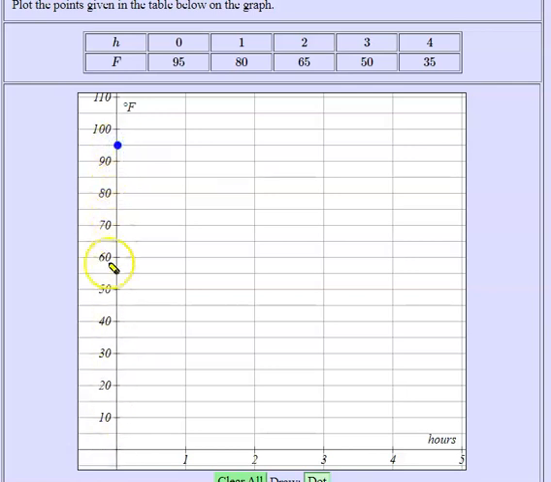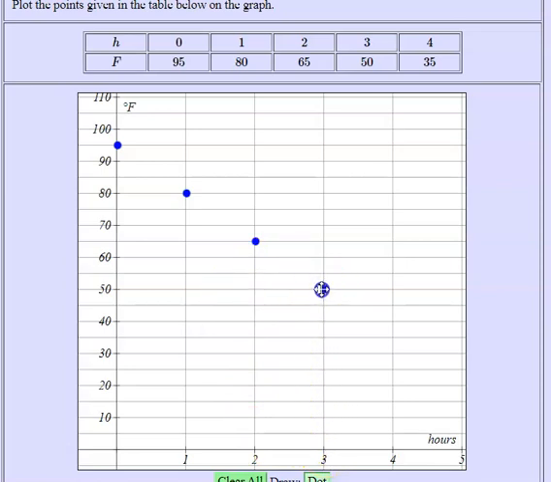Okay, so notice that these are incrementing by 10, and halfway between would be 5 in between. So this is 95. Okay. Our next ordered pair is 1, 80. So I'm going to go to 1 hour. So 1 hour later, the freezer is 80 degrees. Next we have 2 hours. The freezer is 65 degrees. At 3 hours, the freezer is 50 degrees.